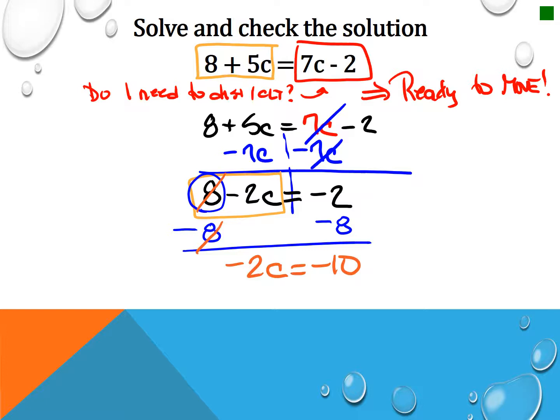I'm out of pluses and minuses. It's multiplication, so now I'm going to divide. And C is going to equal 5.